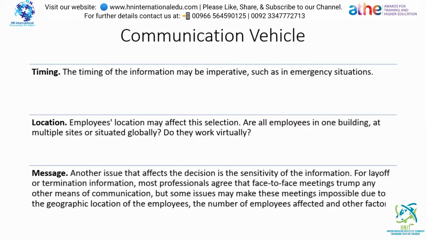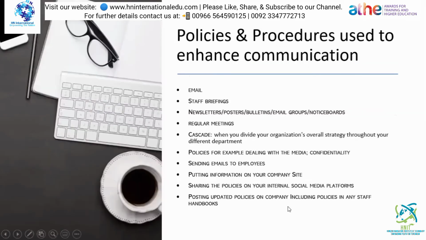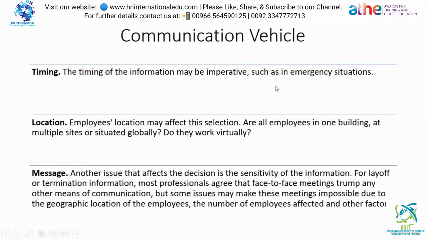So the timing of the information may be imperative, such as an emergent situation. If it is an emergent situation, for example, if there is an earthquake, you can't just sit on a laptop and email everybody, okay guys, leave the building from the emergency exits. You just can't do that, right? What you will have to do is see that, okay, what should I use from these? Okay, I can use social media platforms. I can write a message in the WhatsApp group, Facebook group, whatever, that okay guys, there's an earthquake, please leave the building. Okay, so timing is very important.